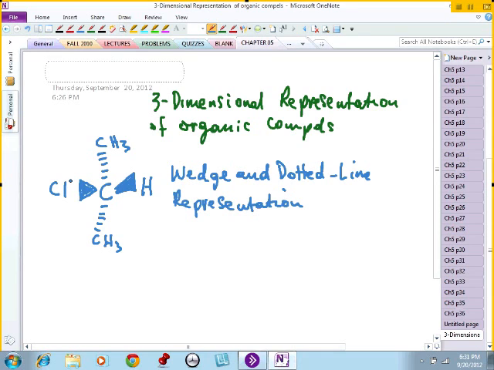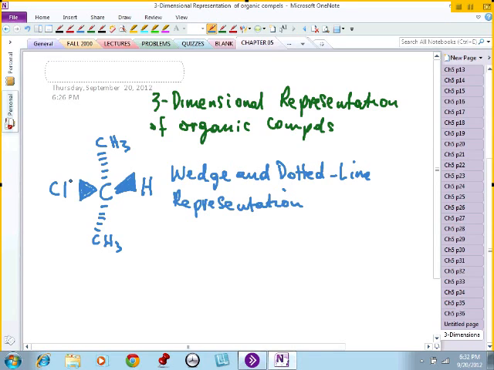Now let us give a three-dimensional representation of that molecule again. The chlorine, what is the chlorine doing? Coming at you, right? What is the hydrogen doing? It's going away from you, right? That molecule did not change. What has changed is your orientation, your position. Now, the methyl groups are on the plane of the paper or the plane of the board, depending on what we are writing with.